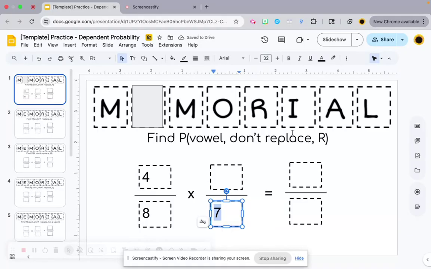And now out of those 7, I want to find an R. And if I look at those remaining cards, I only see 1 R. So the chance that I get the R is 1/7.